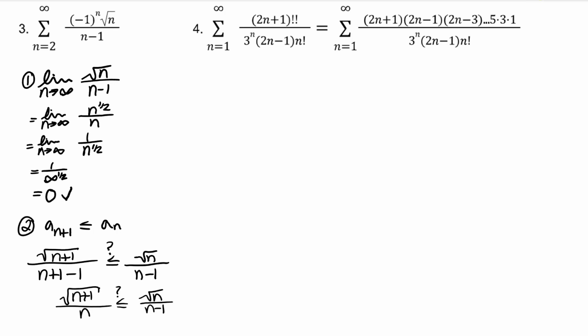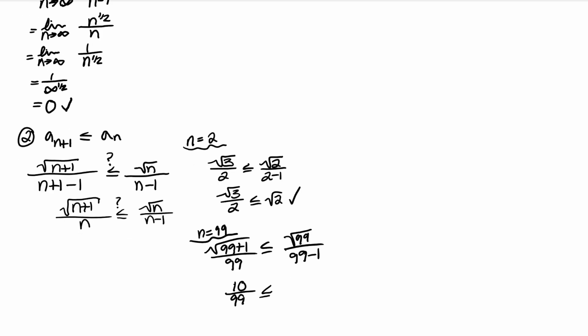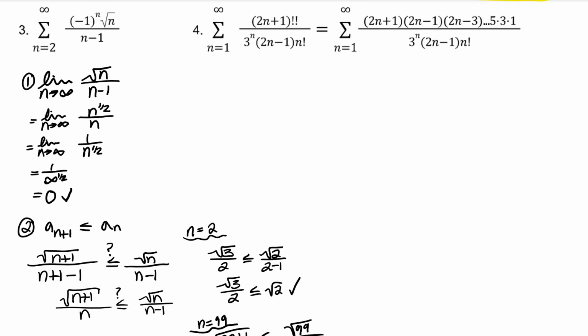Sometimes if you can't immediately see if this is a true statement, just start plugging in some numbers. Remember, our very first value of n is 2, so I'm going to plug in 2, and then I'm also going to plug in a larger number. That is a true statement. Maybe I'll plug in 99. This is also a true statement. So this series converges by alternating series test.